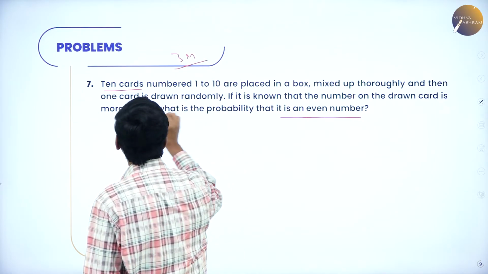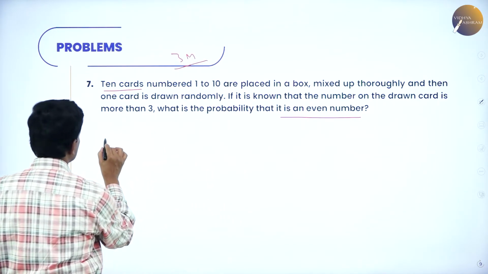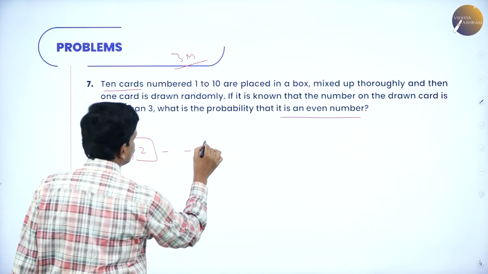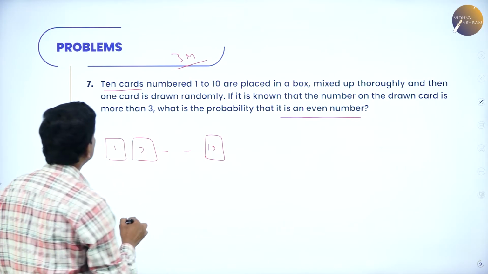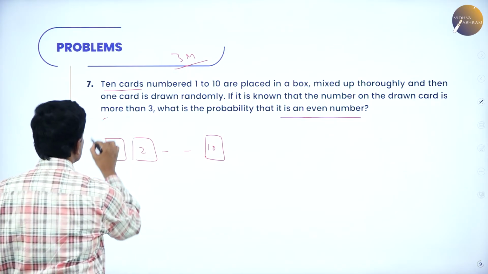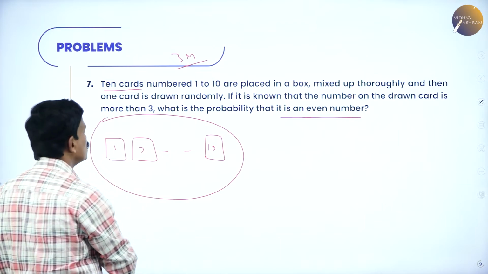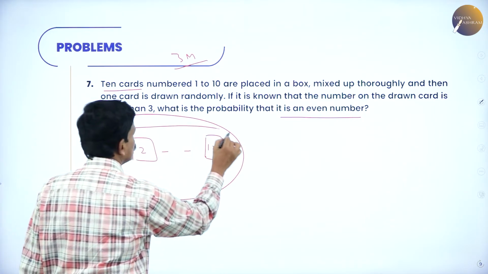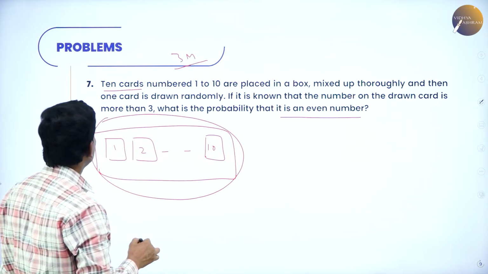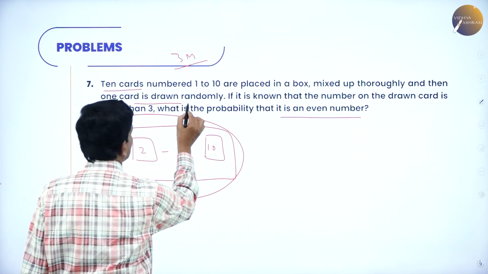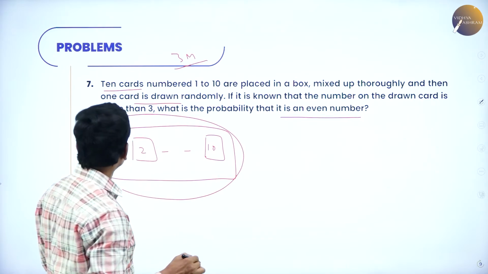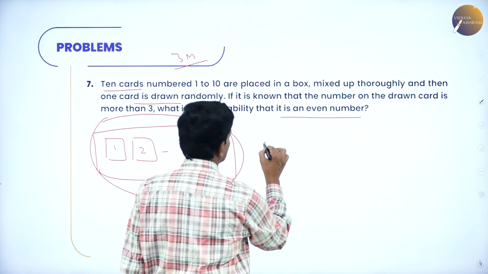Very simple problem. 10 cards numbered 1 to 10 are placed in a box. So these are kept inside a box. Then mixed up thoroughly, and then one card is drawn randomly. It is known that the number on the drawn card is more than 3.